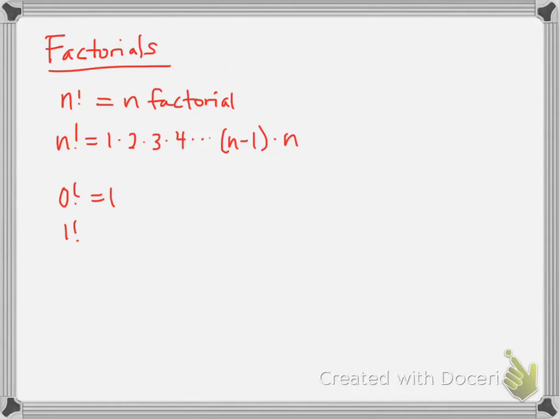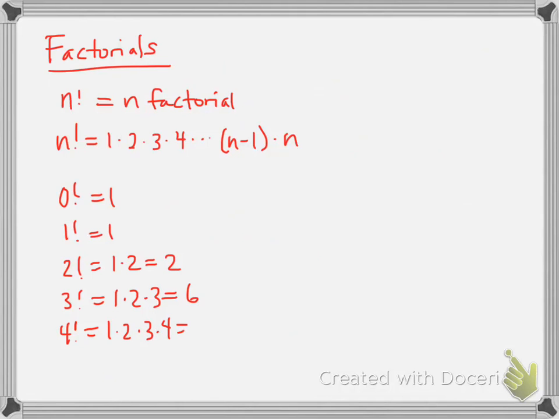1 factorial is also equal to 1. 2 factorial is the same as 1 times 2, which is 2. 3 factorial is equal to 1 times 2 times 3, which is 6. 4 factorial is equal to 1 times 2 times 3 times 4, which is 24. So you get the idea.